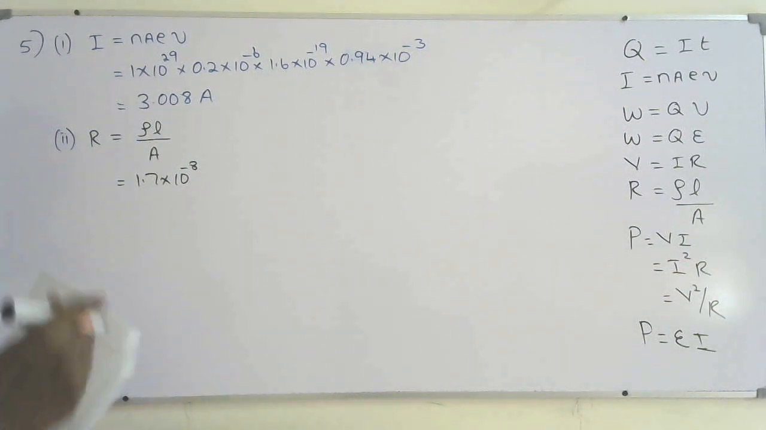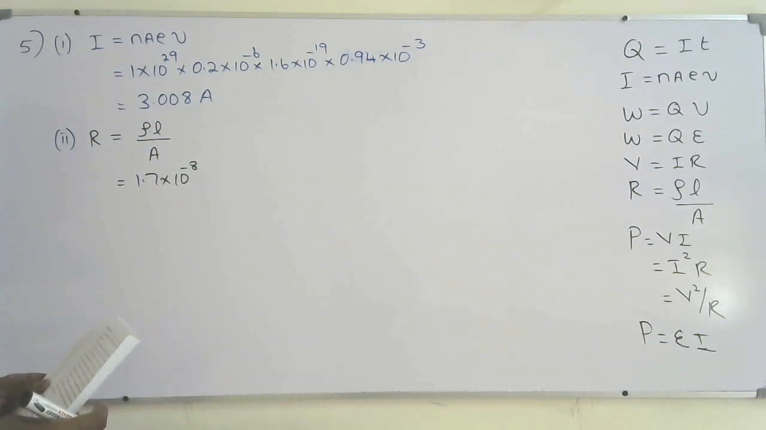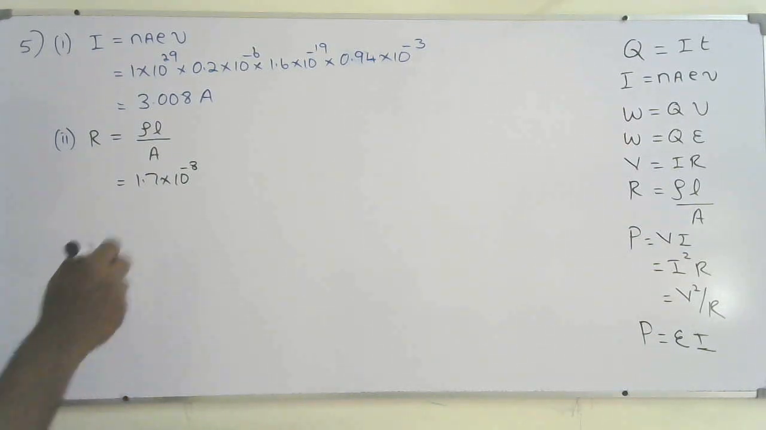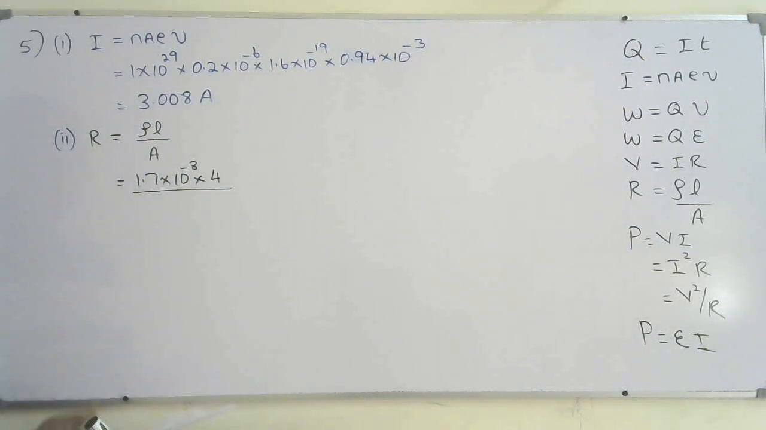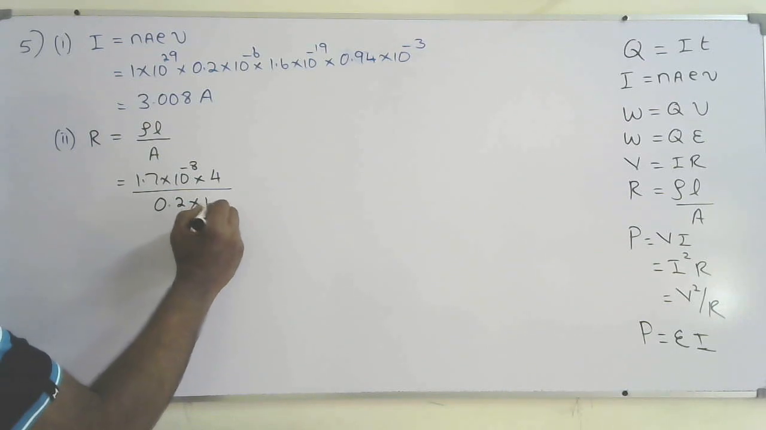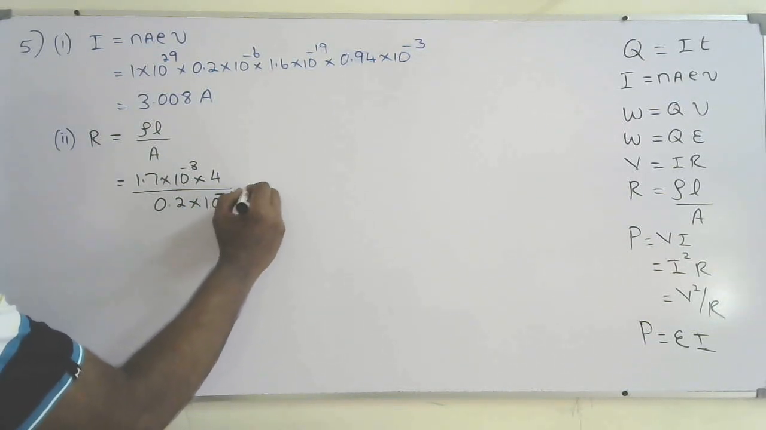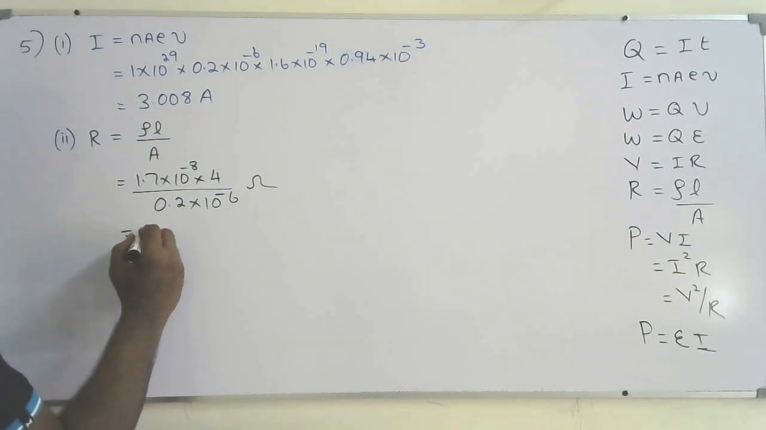The length of the wire is given as 4 meters. And the area of cross section is 0.2 into 10 to the power minus 6. Solve it, you will get the resistance. So that will be 0.34 ohms.